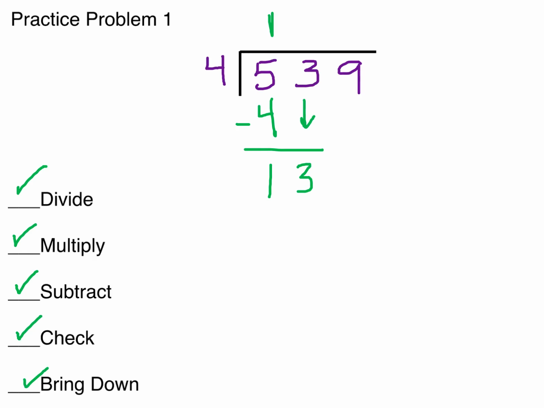Now I have to divide 4 into 13, or 13 divided by 4, and I have to get close. And I know that 4 times 3 is 12. 4 times 4 wouldn't work because that would be 16. That would be too high. But I know that I can fit 3 groups of 4. So I've divided again. And I'm going to multiply again. I'm going to multiply 3 times 4, which is 12. And now it's time to subtract. I'm going to subtract 13 minus 12, and I'm going to place a 1 right here.